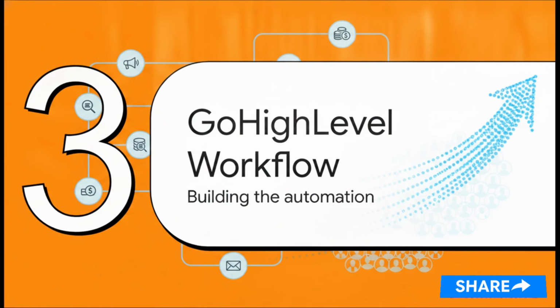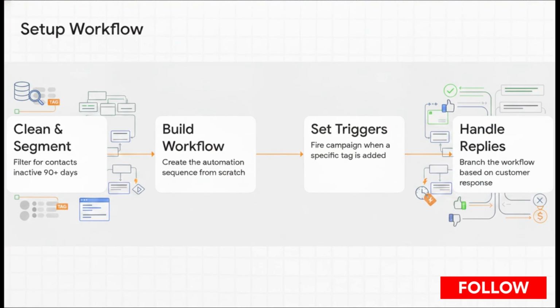Section 3. The GoHighLevel workflow. Let's demystify the tech and dive right into the solution. The automation process in GoHighLevel follows a highly logical, step-by-step setup to build this reactivation machine. First, you've got to clean and segment your list. You're going to filter for contacts who have been inactive for 90 days or more and apply a specific tag. Second, you actually build the workflow. Third, you set the triggers so the campaign fires exactly when you're ready. But step 4 is where the magic really happens, handling the replies.